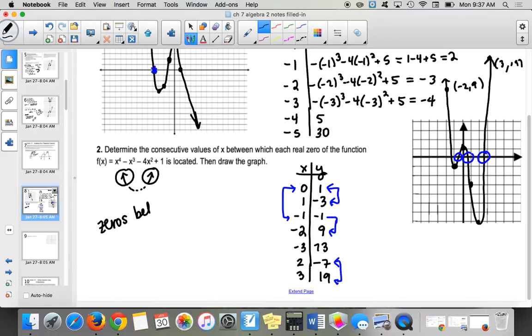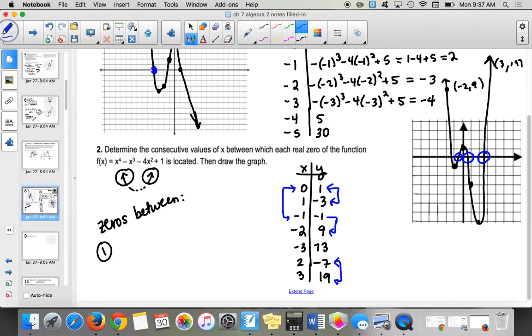Zeros between. Because you have to have a continuous curve, you can't skip over things. So if you have a positive value and a negative value, you have to cross between those two x values. So between -1 and 0. Did you guys see it? What about on that? So this one as well. Yeah, we need this one circled as well.